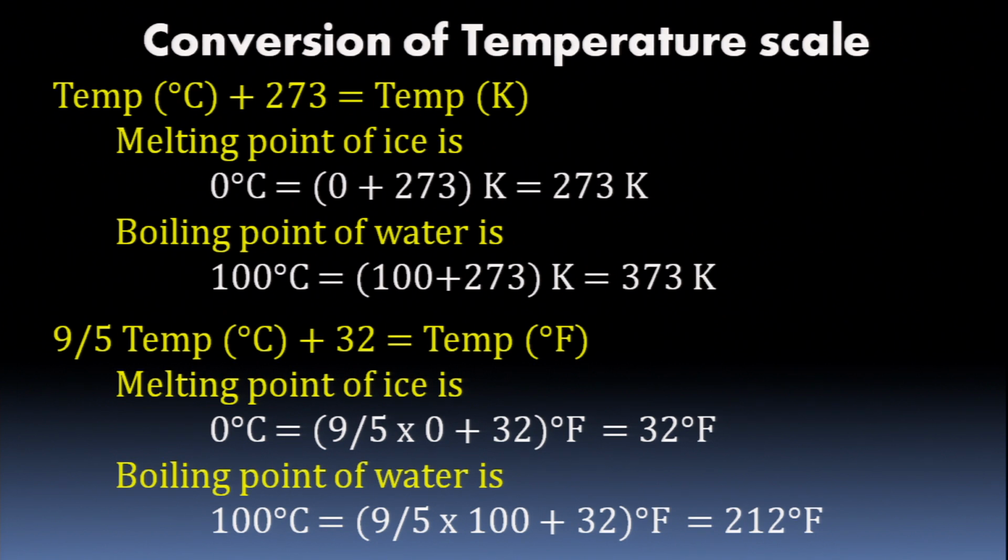Okay? Then conversion to the Fahrenheit scale. 9 by 5 multiplied by the temperature in centigrade plus 32 will give you temperature in Fahrenheit scale. Let's see for the example. Melting point of ice is what? 0. So 9 by 5 into 0 plus 32, it will give 0 plus 32, 32 degree Fahrenheit. Similarly, you can also try with 100 degree centigrade. And we get 212 degree Fahrenheit.